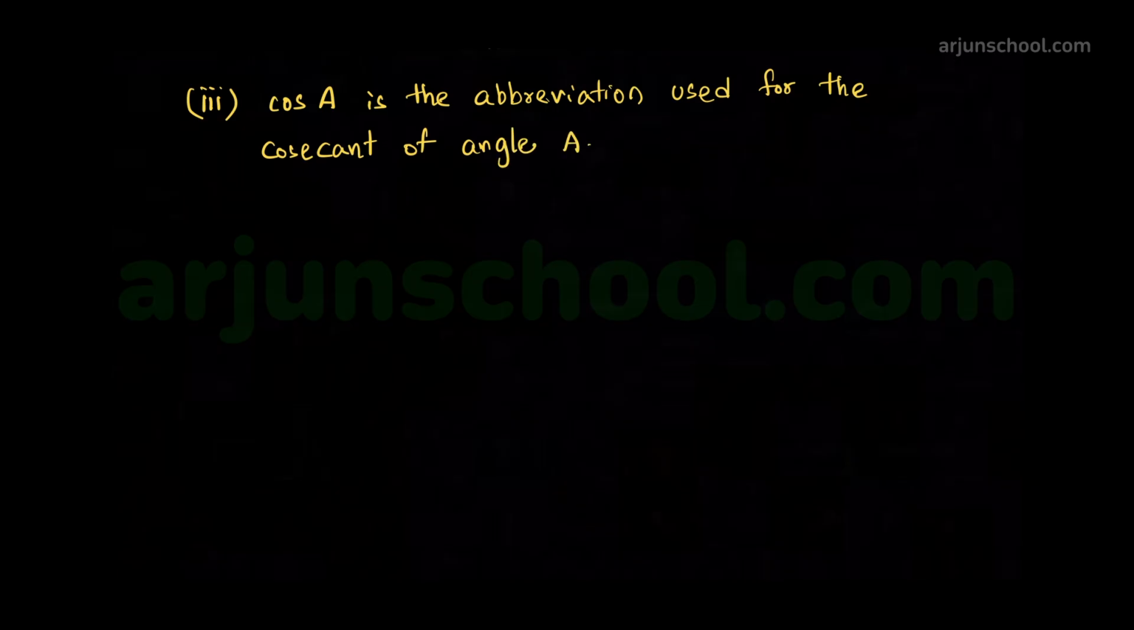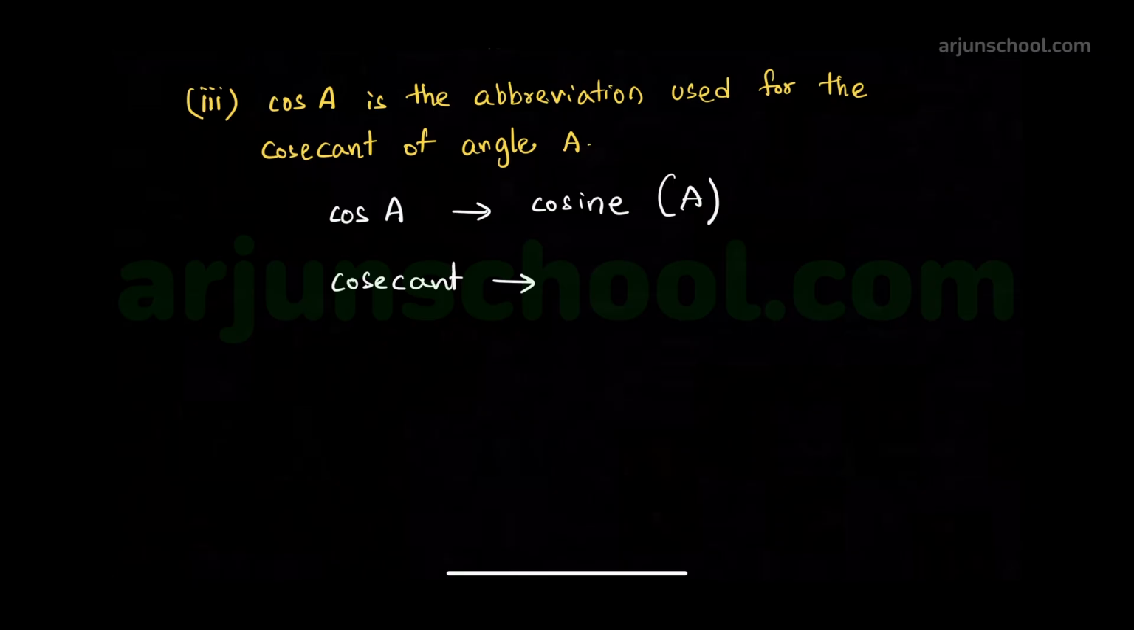Third problem. Cos A is the abbreviation used for the cosecant of angle A. This statement is false. Cos A means cosine of angle A. Therefore, the statement cos A is the abbreviation used for the cosecant of angle A is false.